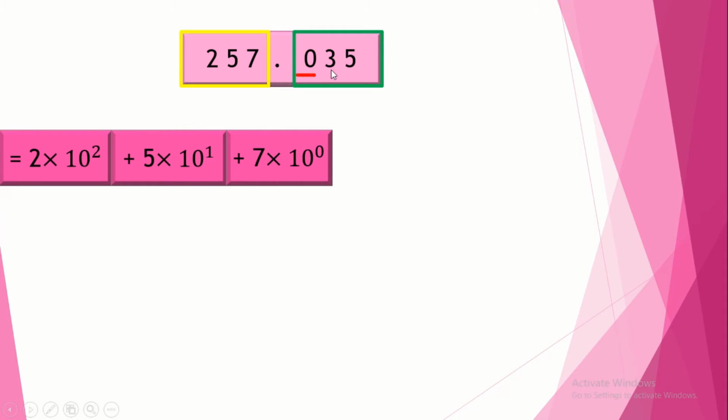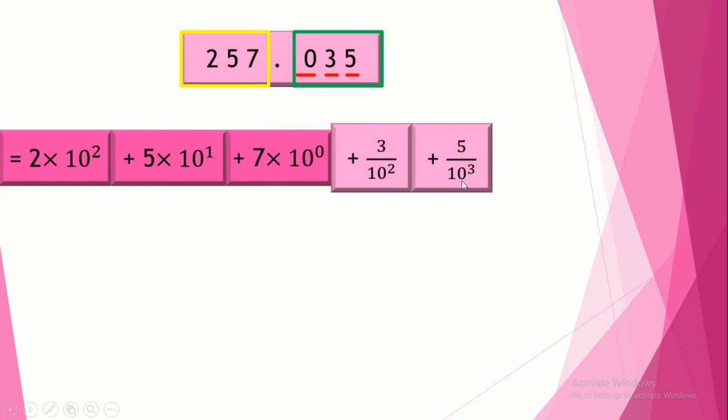Let's start with 3. We have 3 in the second digit after the point. When we see zeros, we skip them. Now we start with 3. Second digit after the point, we can write it 3 over 10 to the power 2. Now what about 5? Isn't it in the third digit after the point? So we can write it as 5 over 10 to the power 3.